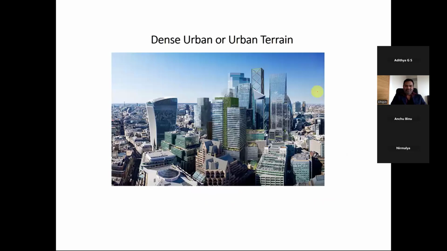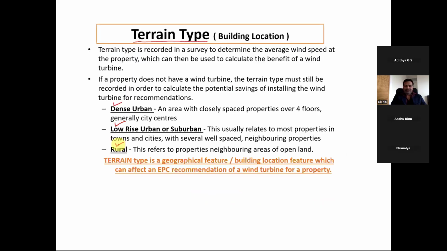This is dense urban or urban terrain. You would see all the nice buildings of London. London city is urban terrain, and the city over there is improving as well. You do have a lot of buildings similar to this. Terrain type is generally recorded in a survey to determine the average wind speed at the property, which can then be used to calculate the benefit of a wind turbine.